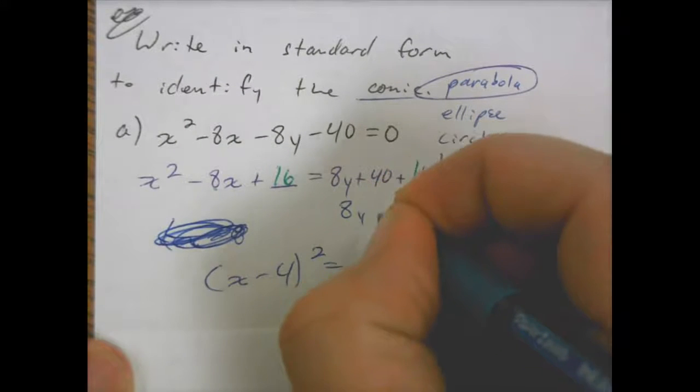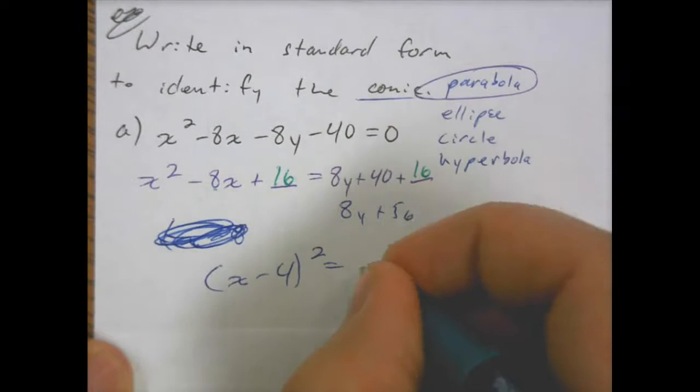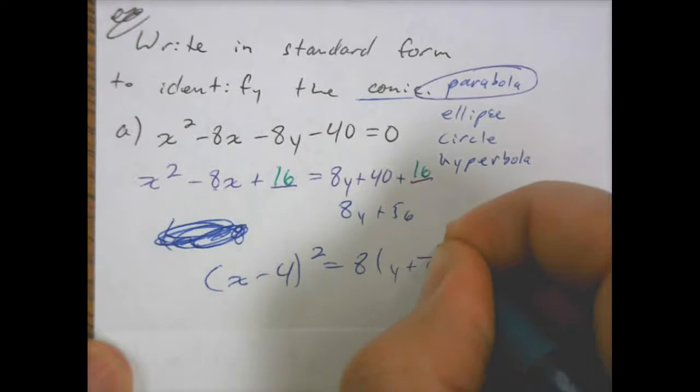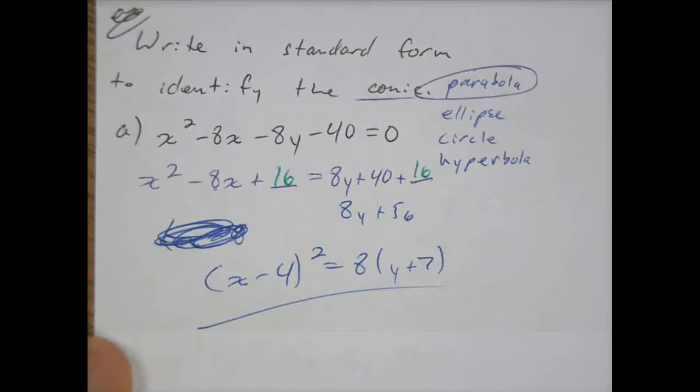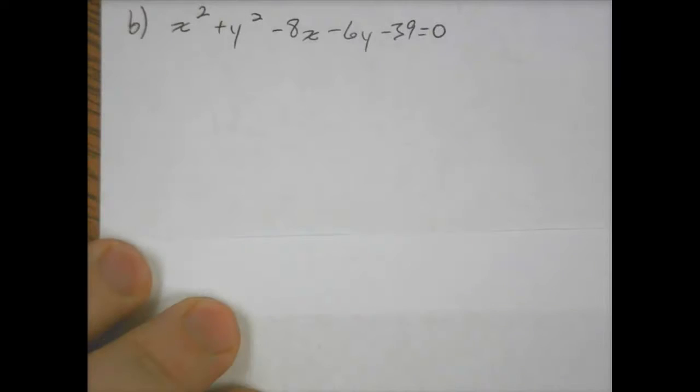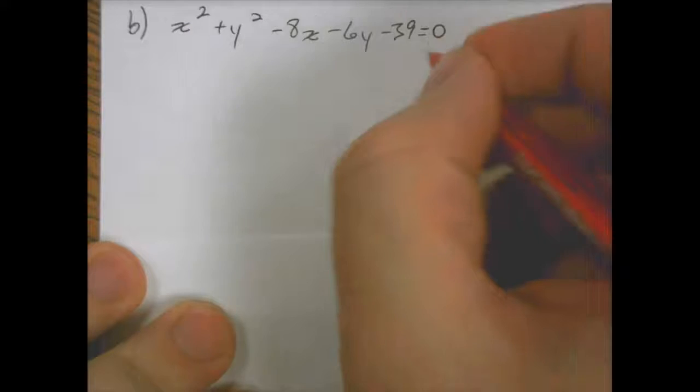This would be 8y plus 56, so I can factor out the 8, so 8 times (y plus 7). Yay, standard form. Oh, so pretty. And again, right in the standard form. So I'm going to combine my x's, get my y's together.